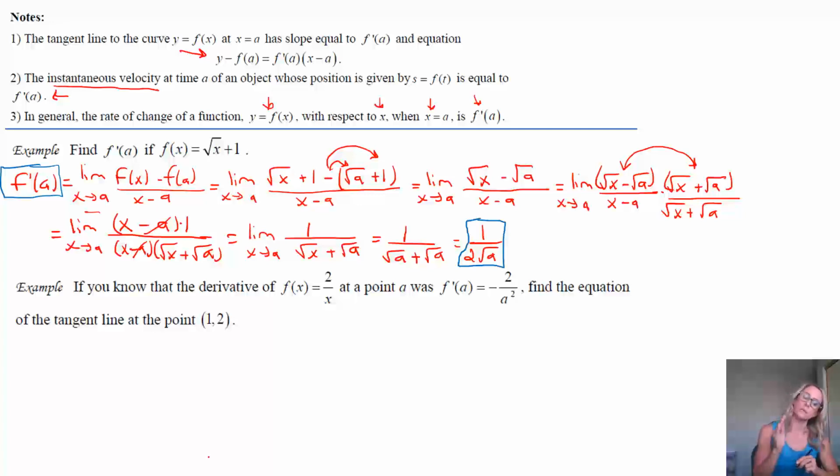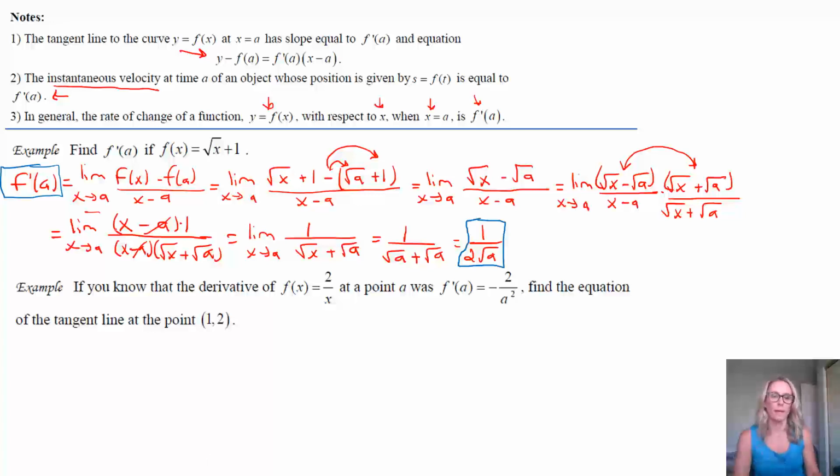So what I want you to see is that this is one example of the more general form of the derivative, because it allows you to plug in any value for a and find the slope of the tangent line at that point.